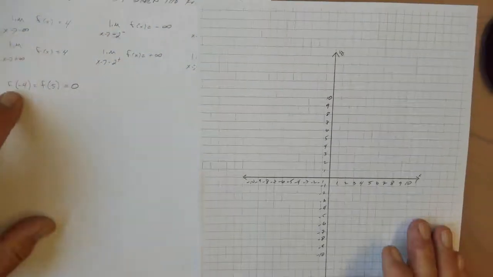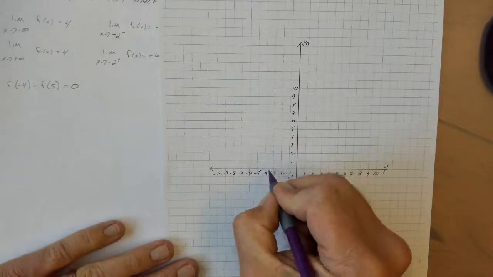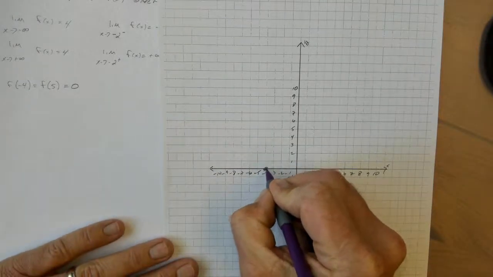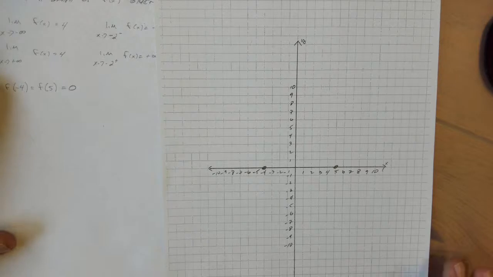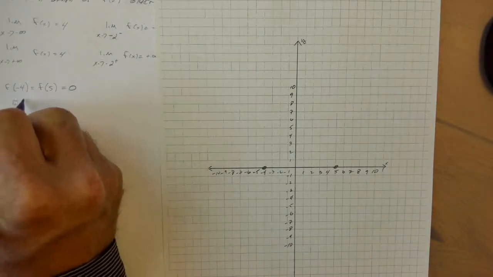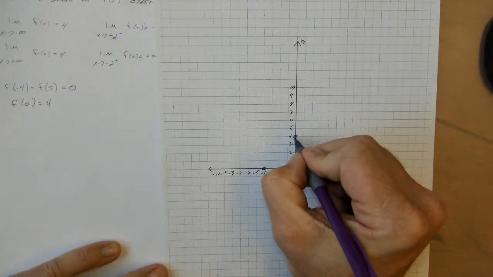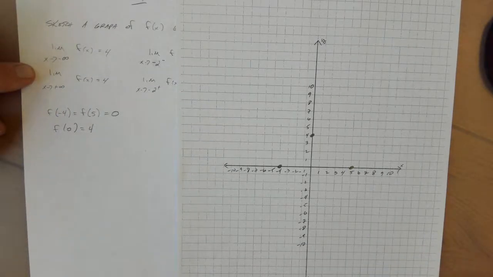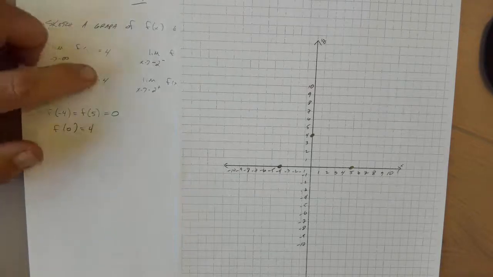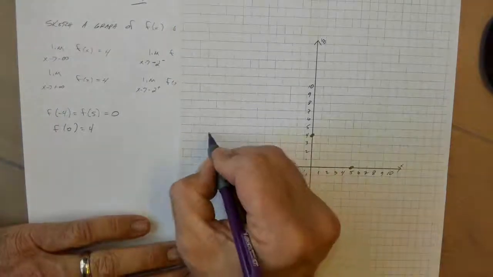Okay, so first off, I've got some coordinates that I know: negative 4, and at 5 we have 0. So over here at negative 4 and at 5, we have 0. Actually, I left off one here. f of 0 was supposed to be 4. So f of 0 is 4. Okay, so these first two limit statements tell us that as x approaches negative infinity and as x approaches positive infinity, the function values are getting closer and closer to 4. So that tells us about a horizontal asymptote.